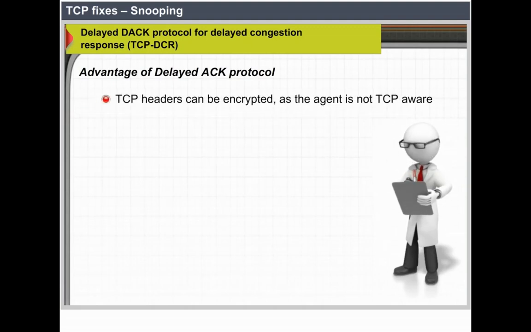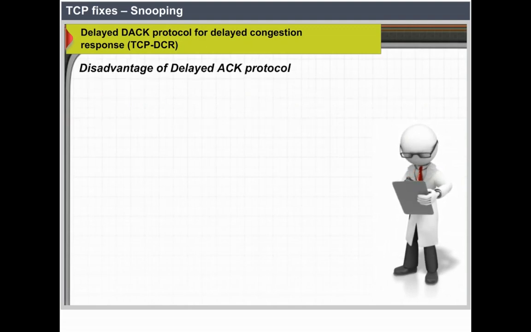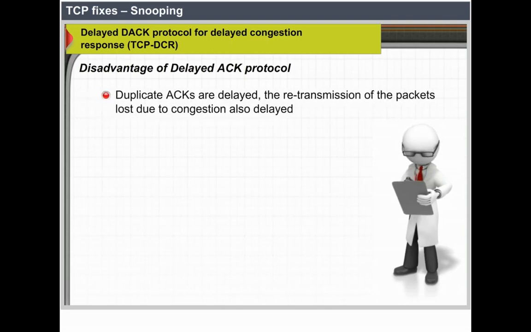TCP headers can be encrypted as the agent is not TCP aware. Disadvantage of delayed ACK protocol: duplicate ACKs are delayed. The retransmission of the packets lost due to congestion is also delayed.